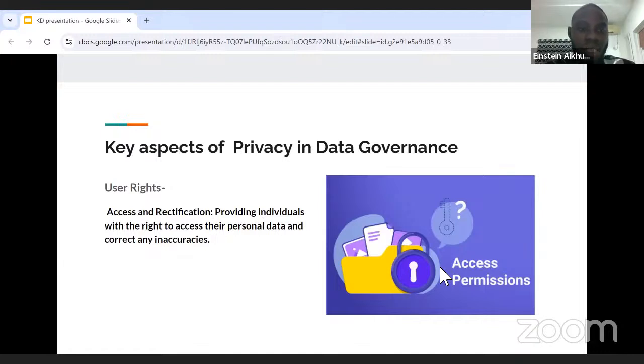Another one is user rights. The access and rectification, providing individuals with the right to access their personal data and correcting inaccuracies. We all have rights as data users when we give organizations our data. Anytime we want to change any information on our data in another organization, we can go in there and change it, delete it, and remove anything at all. That is the user right we have in privacy and data governance.